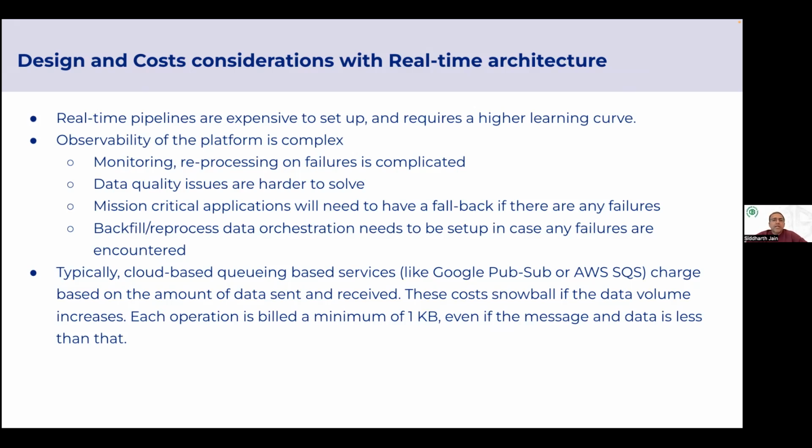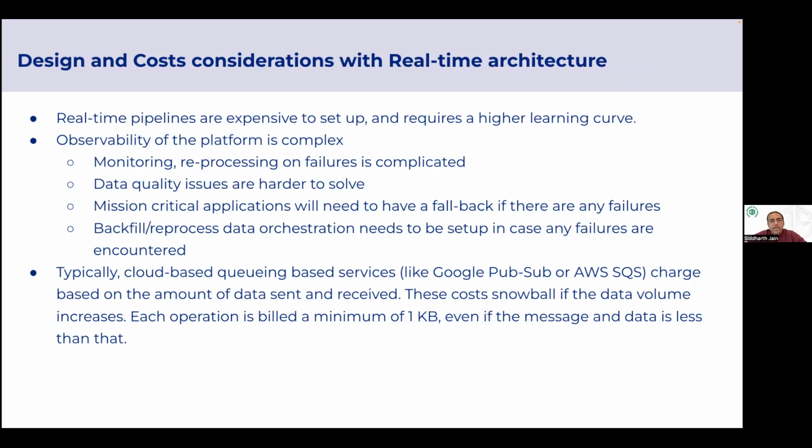And to come to the third aspect of it: cloud-native services, typically something like Google PubSub or SQS, and then AWS Lambda or Dataflow, will charge you for every message that was sent or received, every operation that happened, every task that was executed.